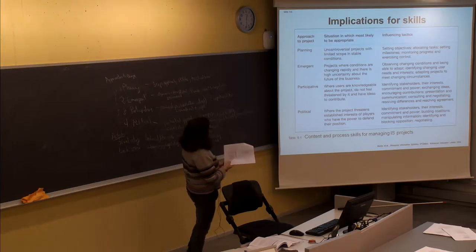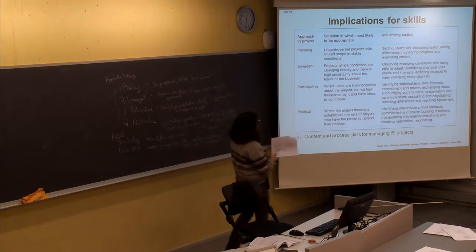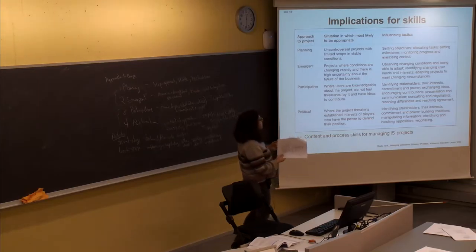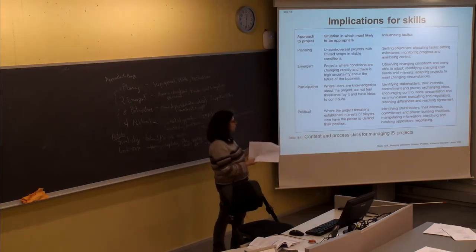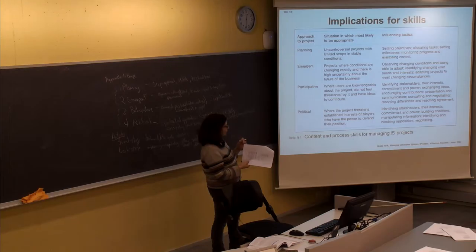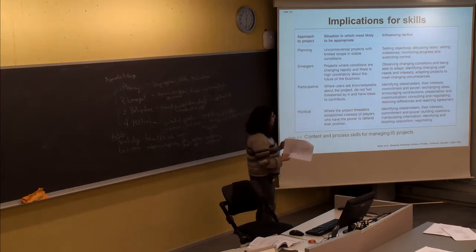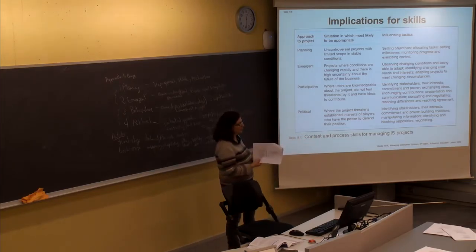And it's influencing tactics, setting up objectives, allocating tasks, setting milestones, monitoring progress, and exercising control. So you need to be able to set your goals and have some ways of being able to measure when you're getting closer to reaching your goals or you have reached your goals, and then be able to report on the progress to validate or justify the cost of the project and to also motivate the project and come up with your own project.